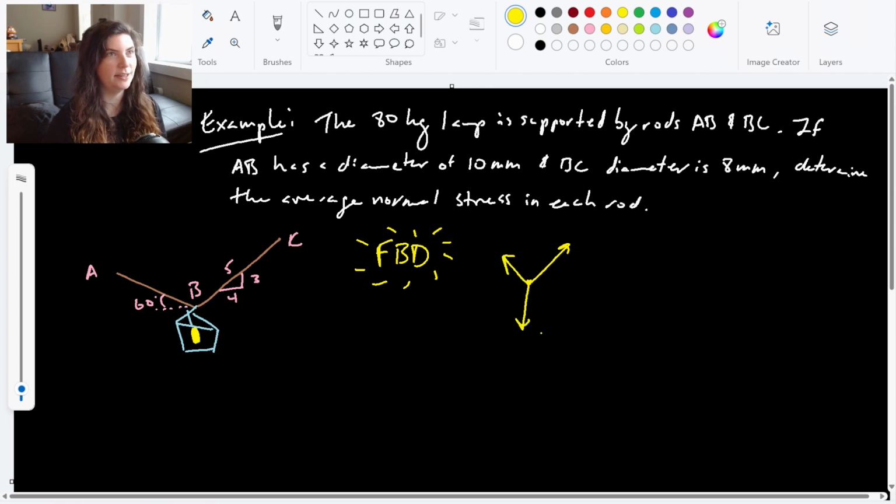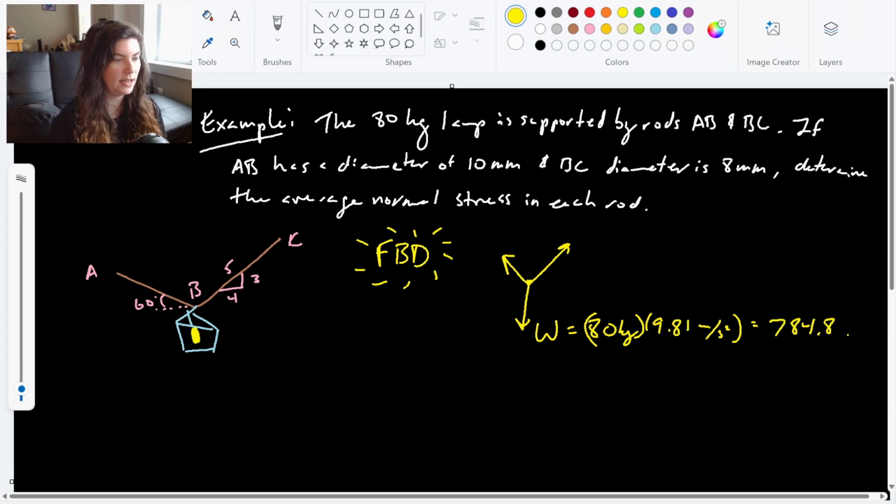So here's our free body diagram, each of those two rods, and then the weight of the lamp, right? We can't forget the weight of the lamp. They told us it was 80 kilograms, but that's not a weight, right? That's a mass. 80 kilograms, multiply it by 9.81 to get our weight, which works out to 784.8 newtons when I punch that in my calculator.